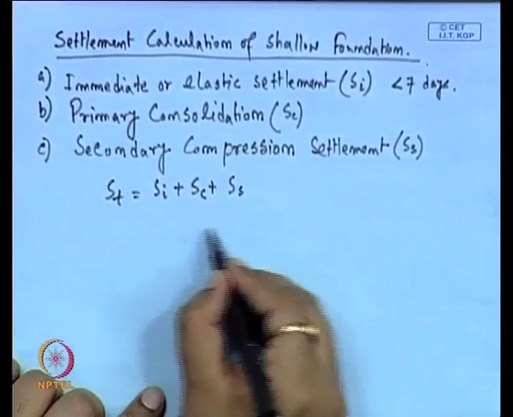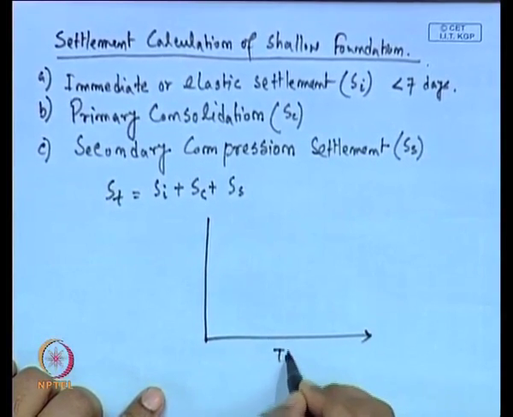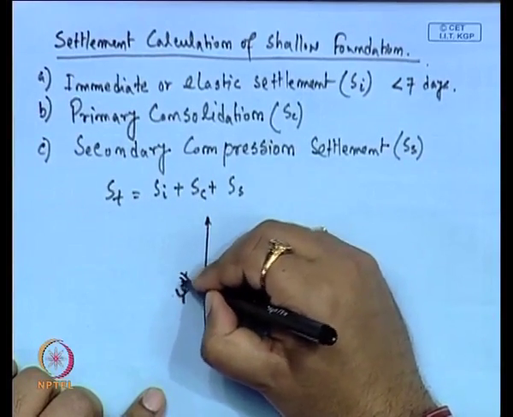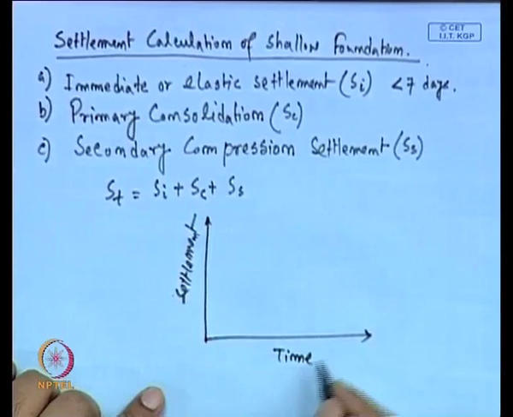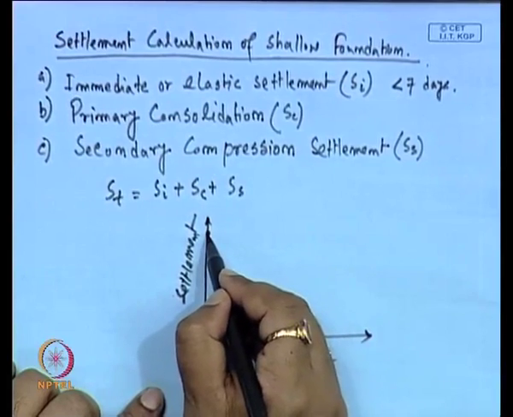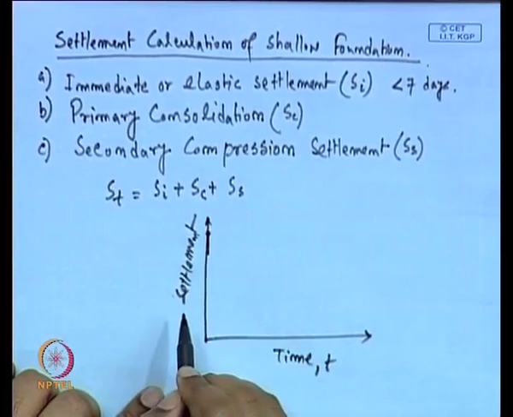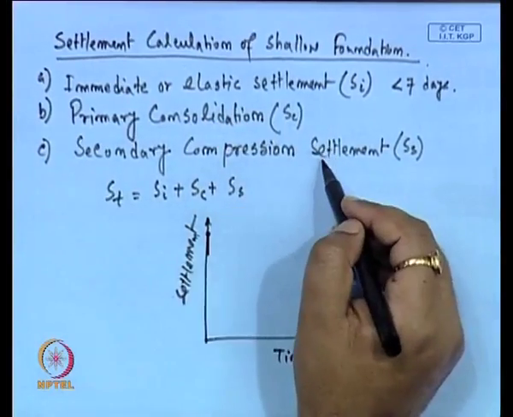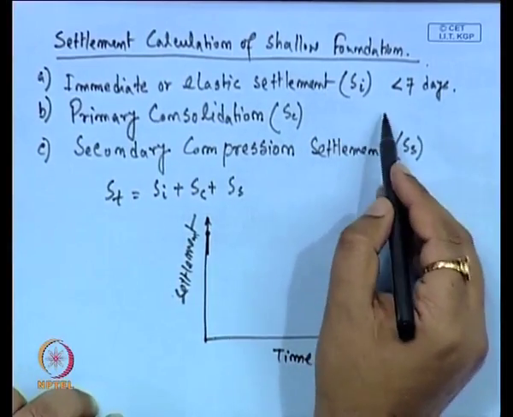Now, if we draw a graph, this is the settlement and this is the time t. Suppose this is the point of application. Immediate settlement will occur within 7 days, so the time requirement is very small. After that, primary consolidation settlement and secondary compression settlement are both time dependent settlements, but immediate settlement is not time dependent.